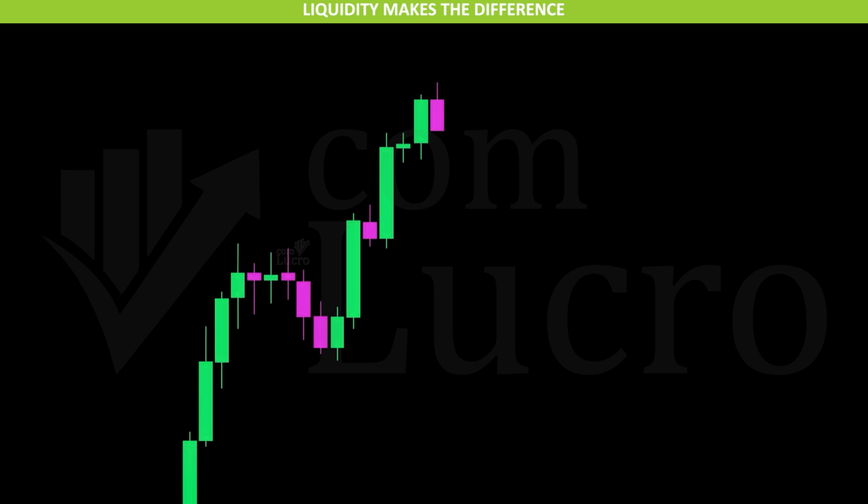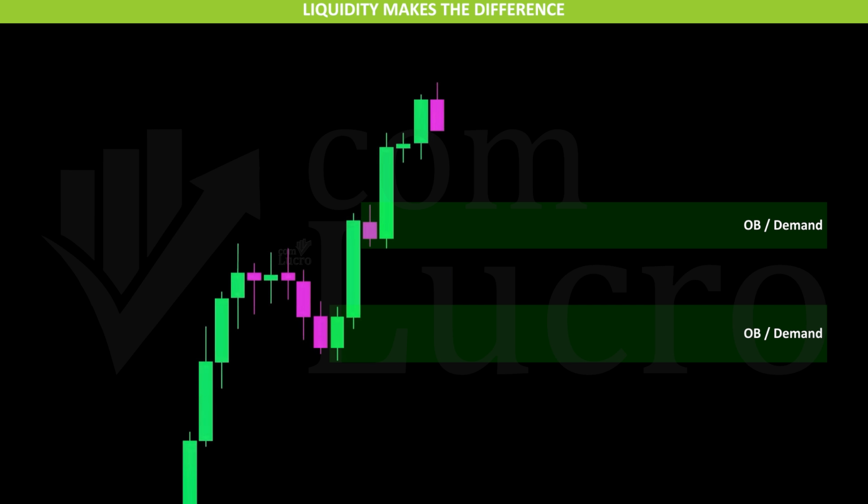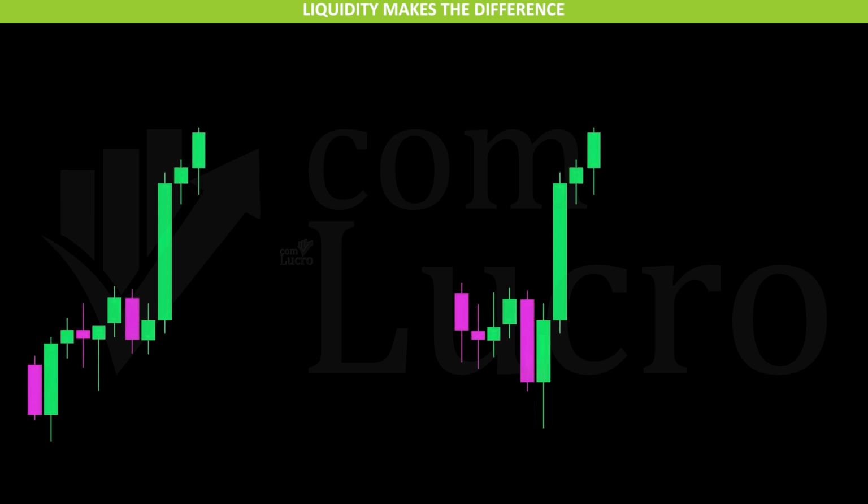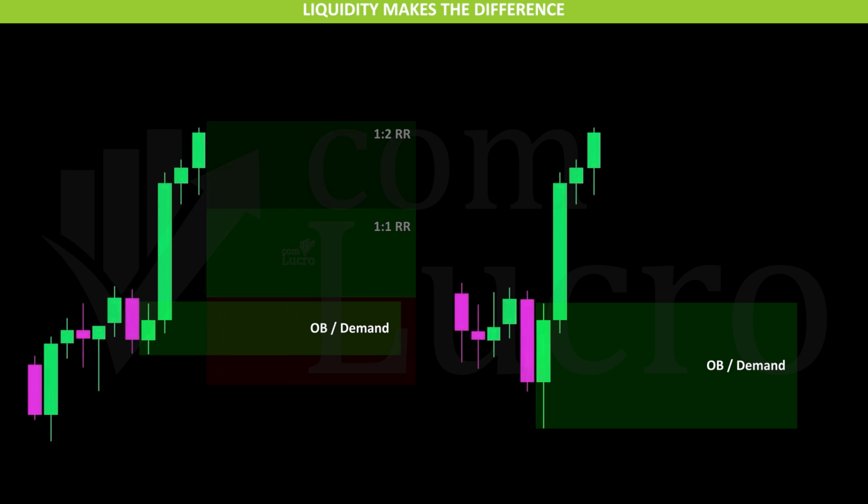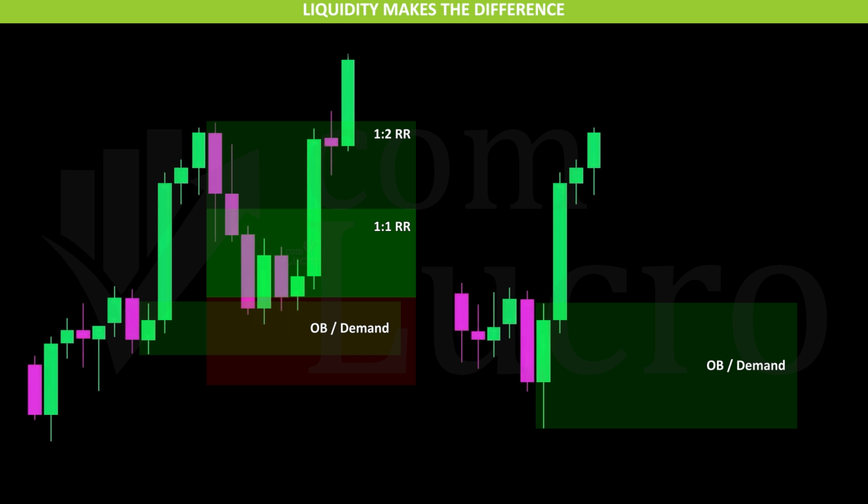Order blocks can form at the start of an impulsive move or in the middle of one, and they come in every size. If yours is small, give the stop a little more room than the zone suggests. Price rarely turns exactly at an edge you drew, and being right about the level while being wrong by 2 pips costs you the entire trade.